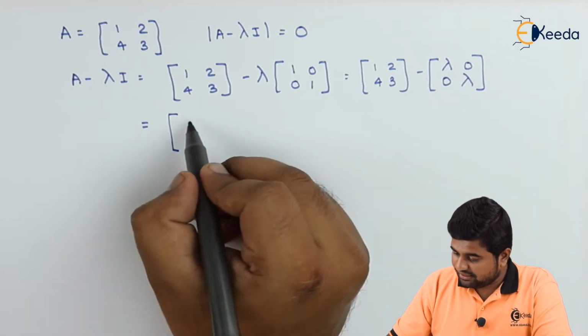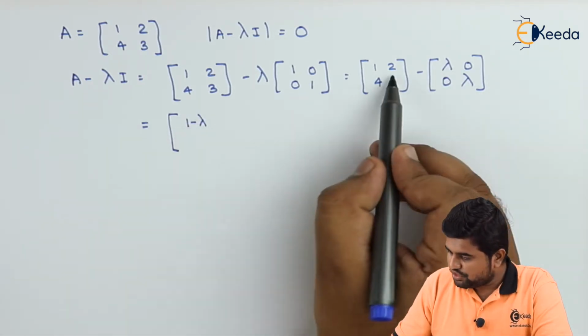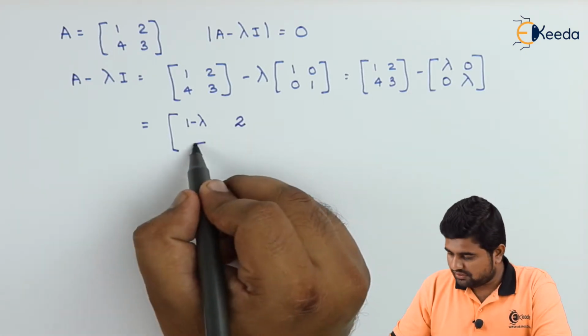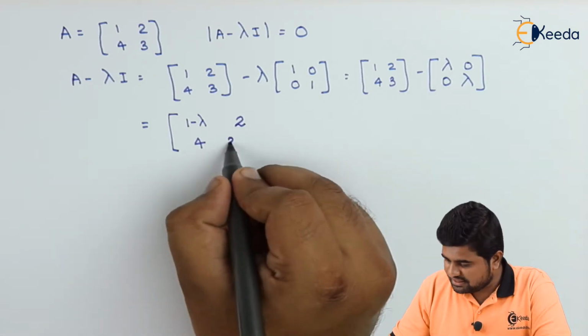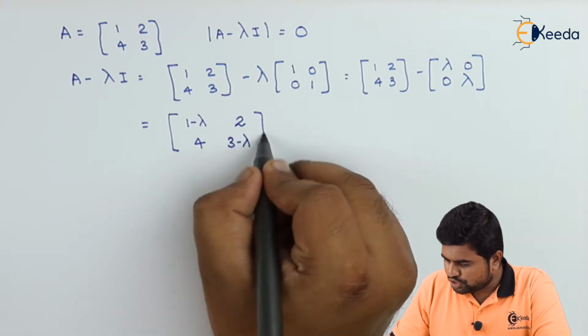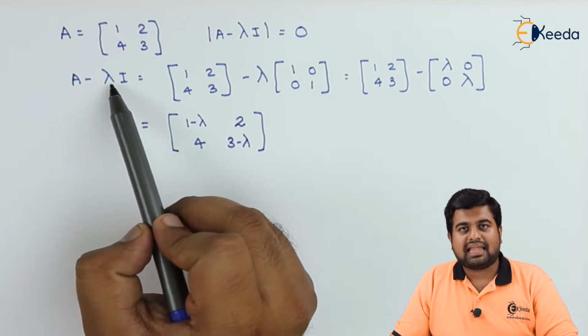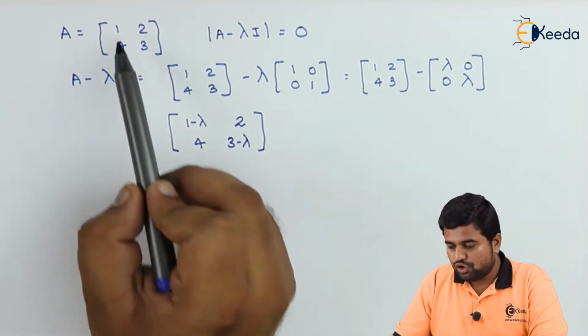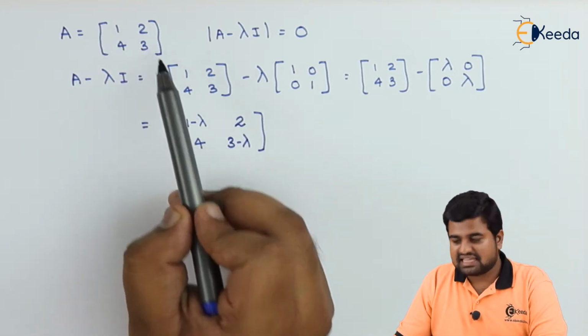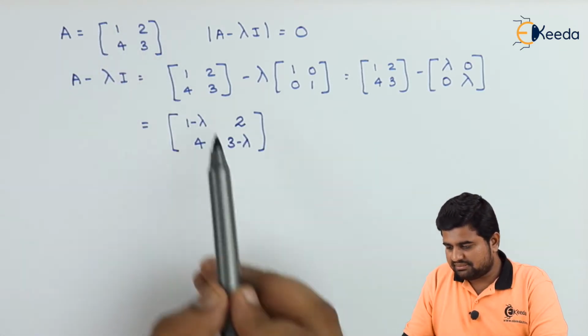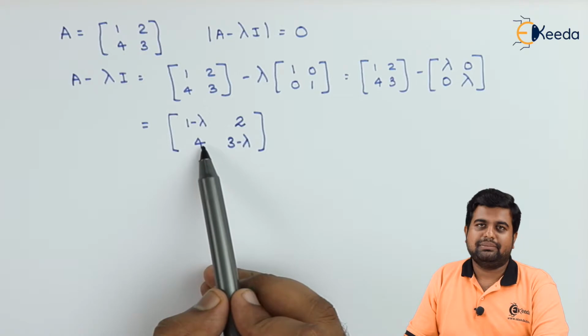So I'll get 1 minus lambda; 2 minus 0 is 2; 4 minus 0 is 4; and 3 minus lambda is 3 minus lambda. In short, we can subtract this lambda value, the eigenvalue, from all the diagonal elements and directly arrive at this step. So 1 minus lambda, 3 minus lambda, and the 2 other elements are as they are.